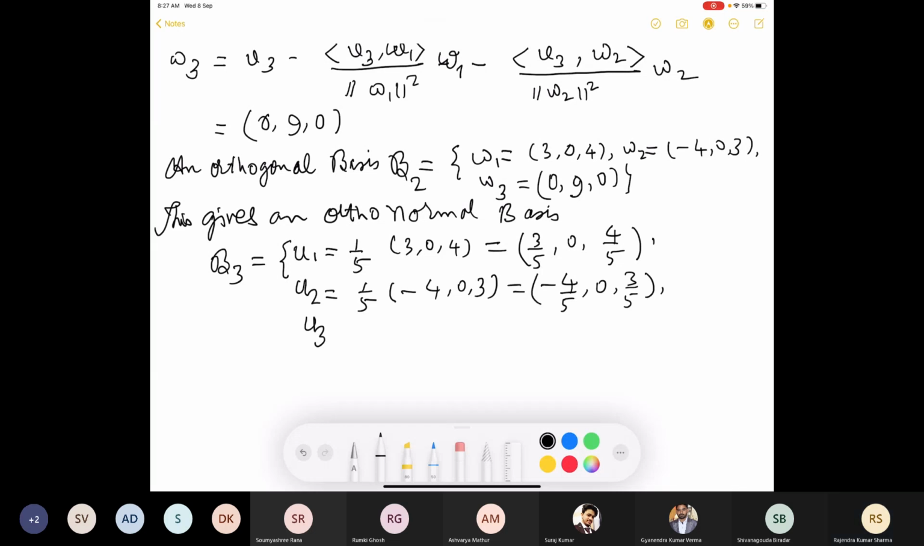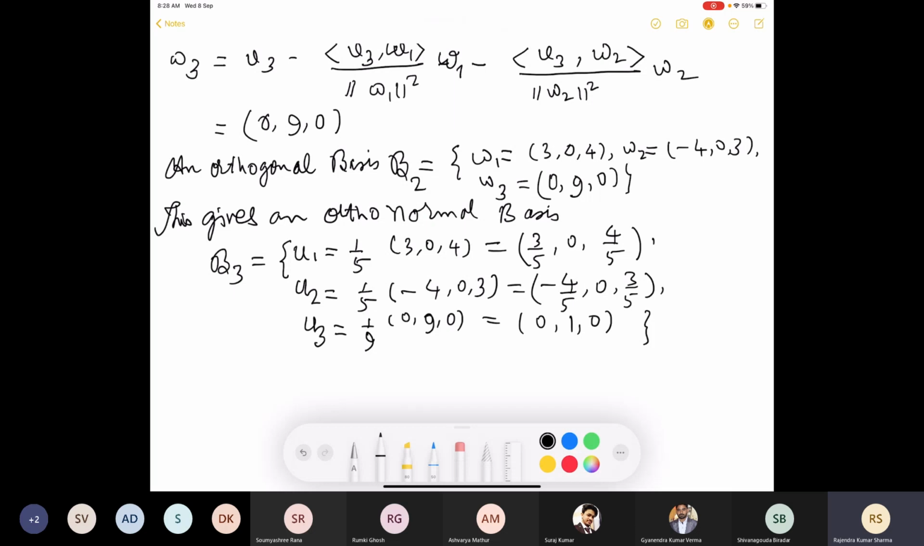Finally, U3 now is, you can see, (0, 9, 0). The norm of this is 9, naturally, and the vector is (0, 9, 0), so this is (0, 1, 0). So this is an orthonormal basis for R³ over R.